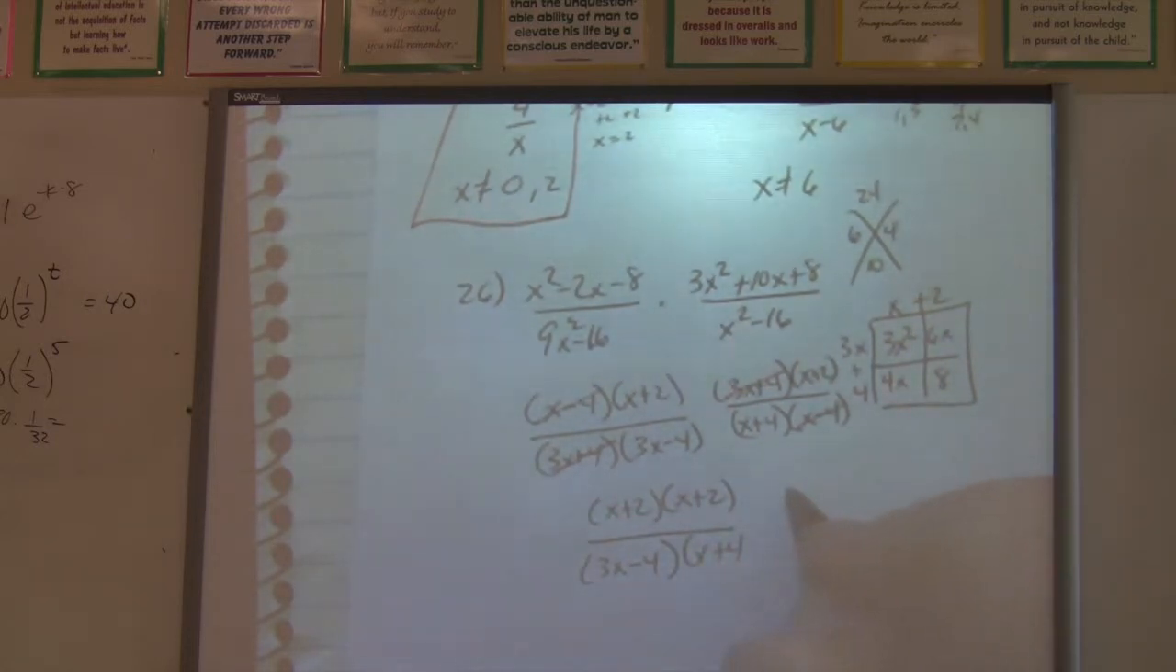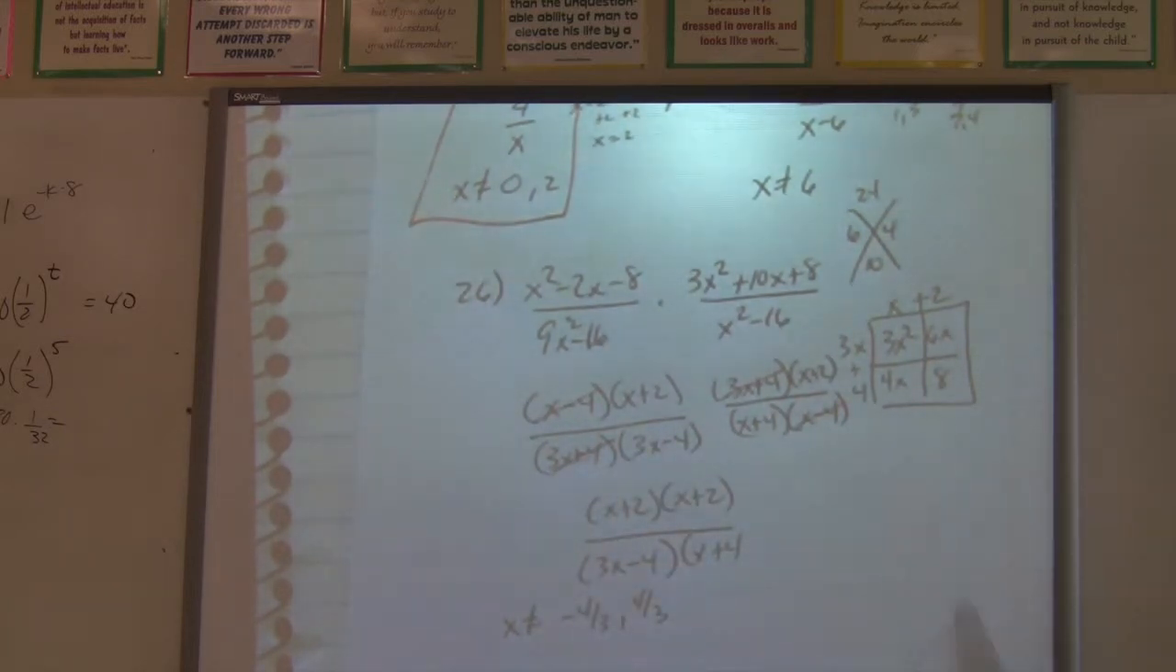And my restrictions would be x cannot equal negative 4/3, positive 4/3. Again, you do the opposite of this, divided by that. Negative 4 and positive 4. So those would be my restrictions.